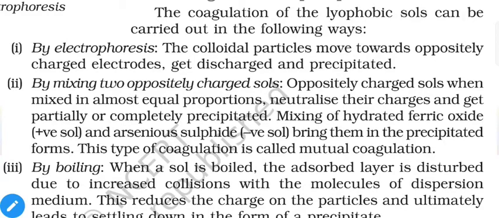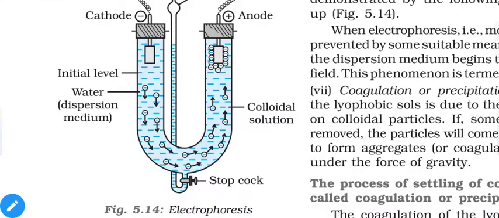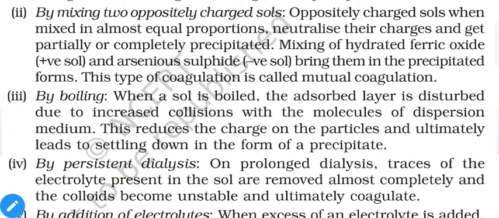First is by electrophoresis. The colloidal particles move towards the oppositely charged electrodes, get discharged and precipitated. That means with this type of instrumentation we are actually removing the charges on the particles, because as we can see, negatively charged colloidal particles are attracted towards the positively charged anode. That means they are opposite in charge, and that's why they will neutralize each other, and if particles are neutral, then they will precipitate out.